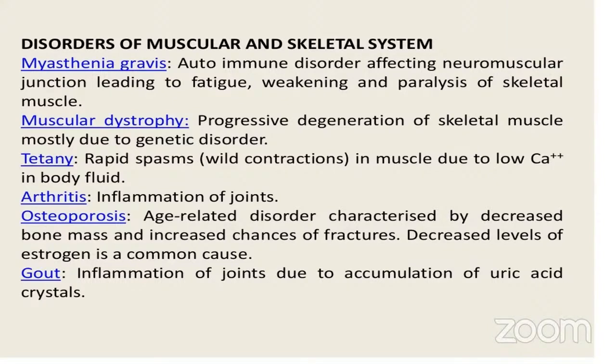Yes, ma'am. Disorders of muscular and skeletal system. Myasthenia gravis, autoimmune disorder affecting neuromuscular junction leading to fatigue, weakness, and paralysis of skeletal muscle. Muscular dystrophy, progressive degeneration of skeletal muscle, mostly due to genetic disorder. Tetany, rapid spasms, wild contraction in muscle due to low Ca, calcium, in body fluid. Arthritis, inflammation of joints.